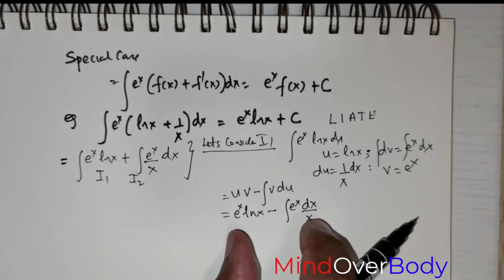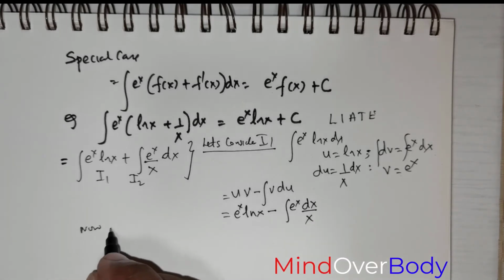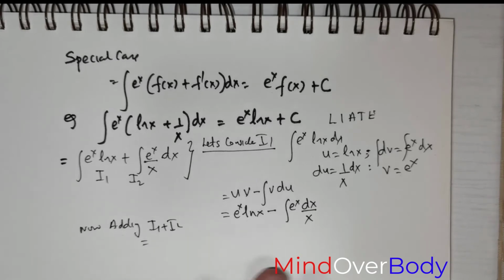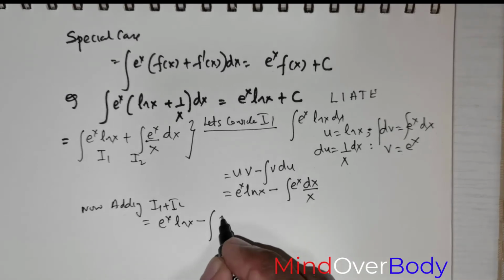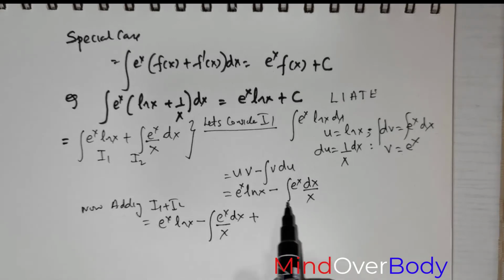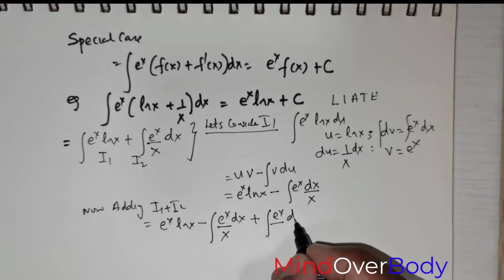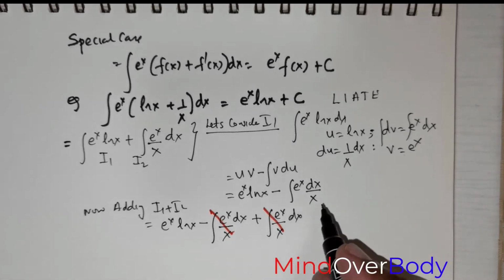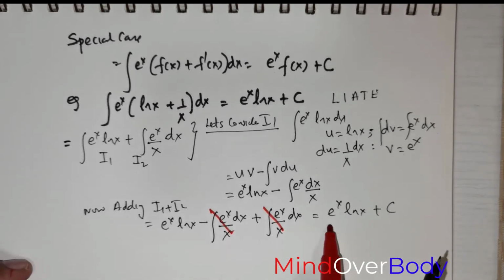Now I take this and add it with I2. Adding I1 plus I2, what have we got? This is e raised to the power of x ln x, followed by negative e raised to the power of x times dx over x. But what is my I2? My I2 is positive e raised to the power of x times dx over x. So clearly you can see that these two can be cancelled. Hence you get e raised to the power of x times ln x plus an arbitrary constant c.